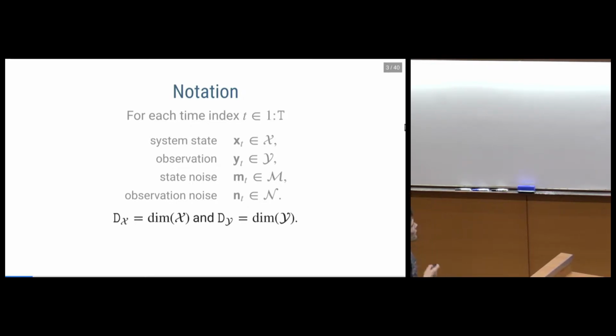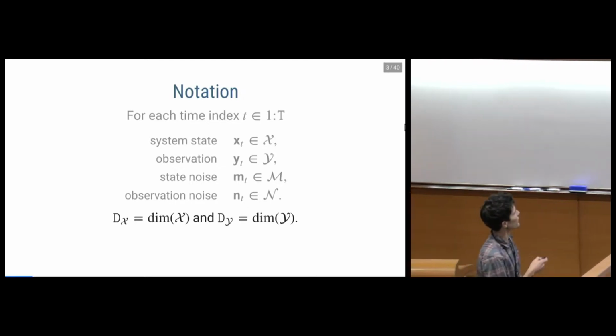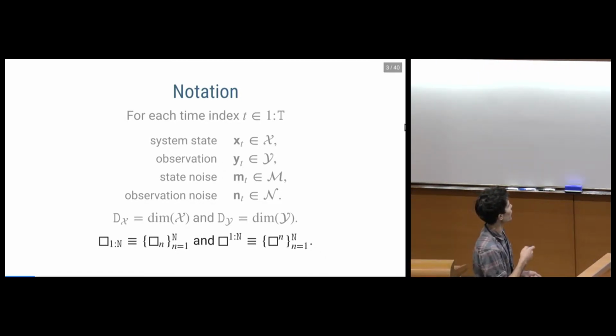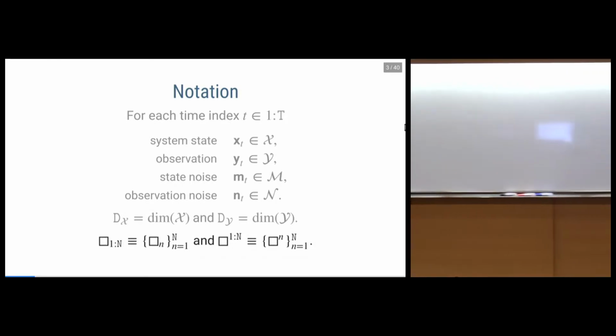I'll use a shorthand for the dimensionality of the state and observation spaces. And if you see something subscripted by a range notation, so some terms subscripted by 1 to n, I just mean this index set of terms, and similarly for a superscript. And I'll use that quite a lot just to keep things succinct on the board.